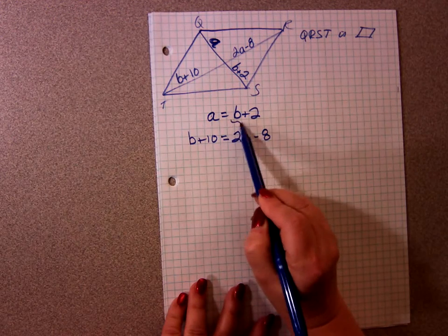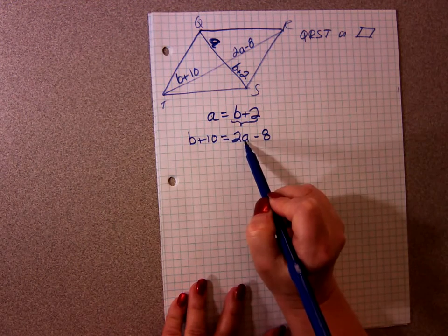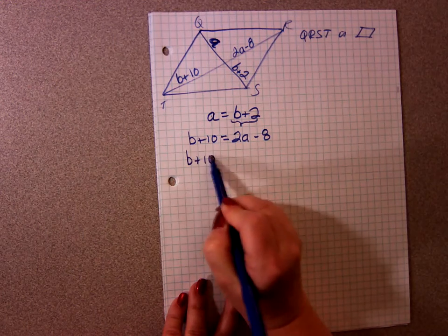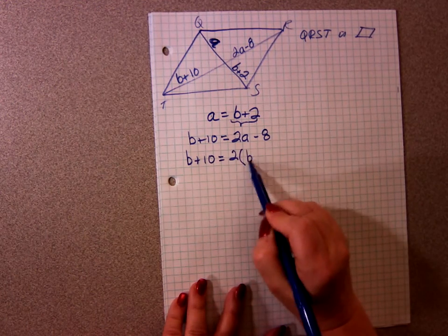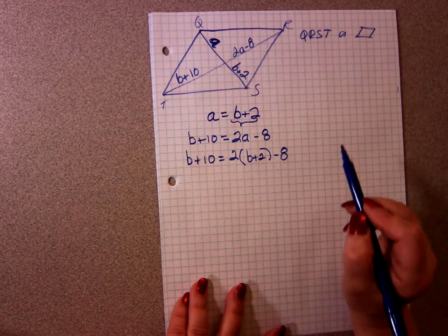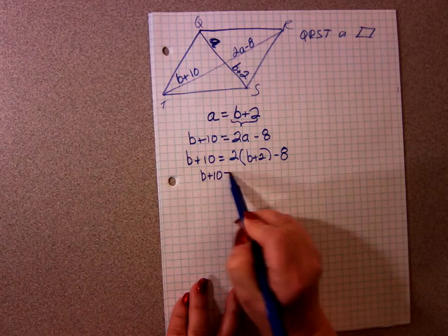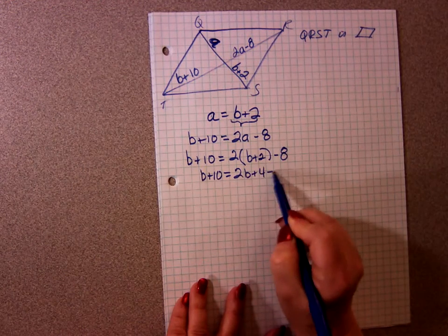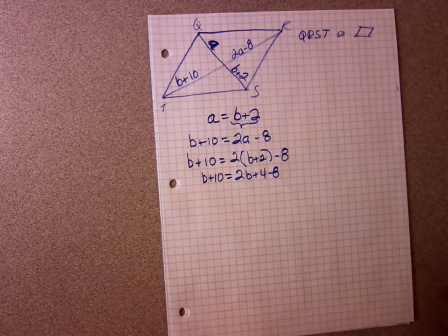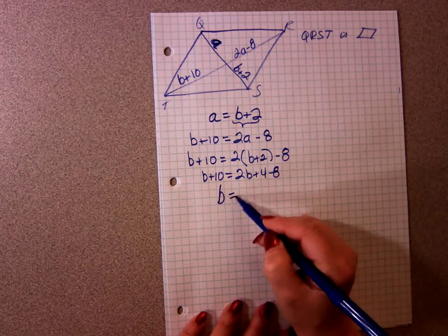But right here, I have A is equal to B plus 2. So I can take B plus 2 and substitute it right here. B plus 10 is equal to 2 times B plus 2 minus 8. B plus 10 is equal to 2B plus 4 minus 8. I'll give you a minute to solve this. Anyone? Good. B is equal to 14.